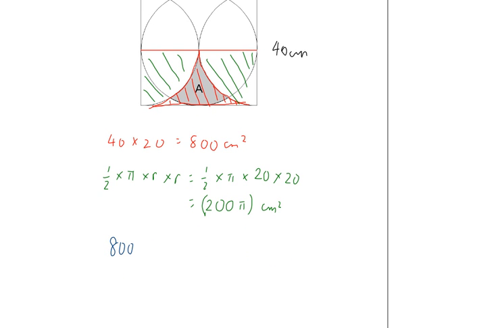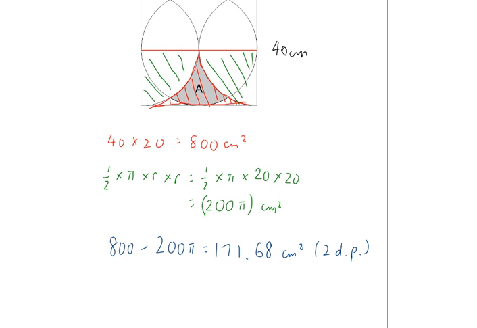800 minus 200 pi. You are supposed to leave your answer to 2 decimal places. Can someone give me the answer to 2 decimal places? 171.68 cm square, 2 dp. Okay, can? So this will be the first part.